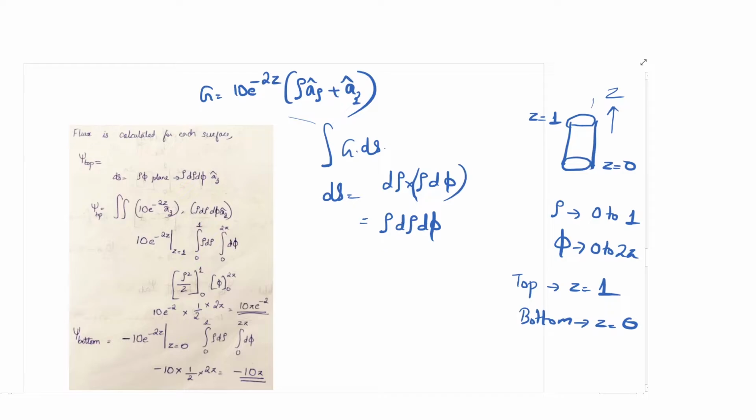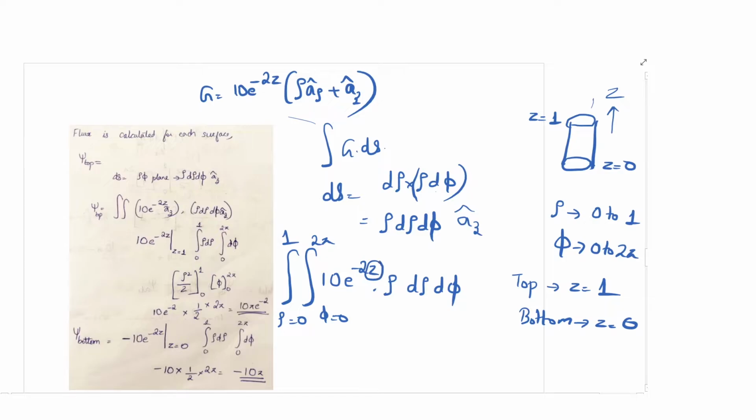Again, for G dot ds, you know that ds is in the rho phi plane, which means it is in the unit vector az direction. When you compare with the G part that is given, to get G dot ds you will have 10 e raised to minus 2z into rho d rho d phi. Again applying the limits, rho varies from 0 to 1 and phi varies from 0 to 2 pi.